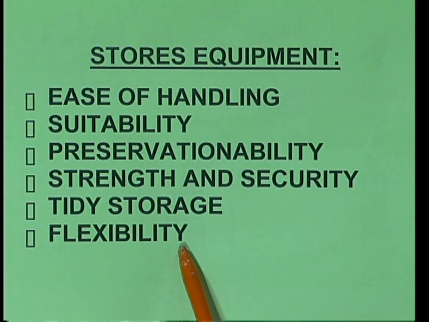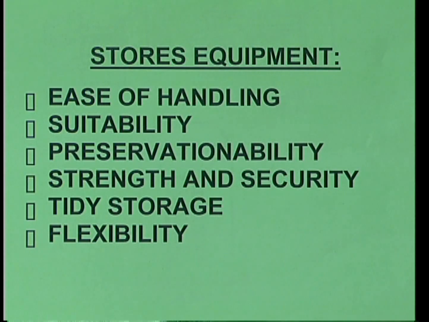Next is flexibility. If we purchase a particular equipment, it can be used for at least 2 or 3 items or more, but not only 1 item, because in case of change of any material, it may not be useful further. So that's why it should be used for different types of the materials.